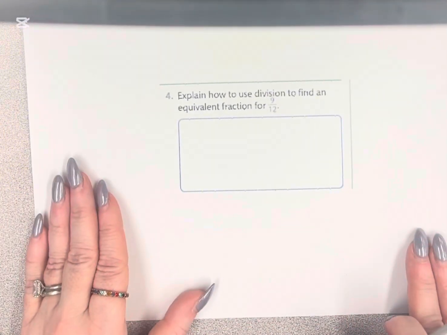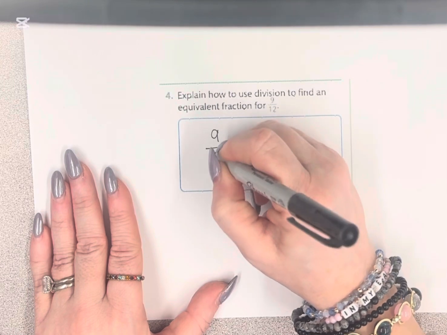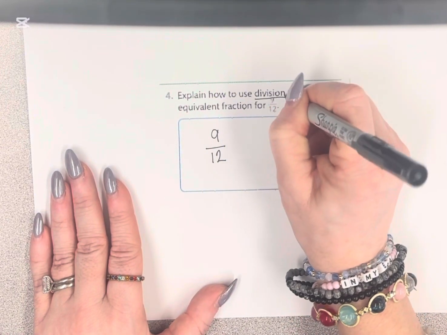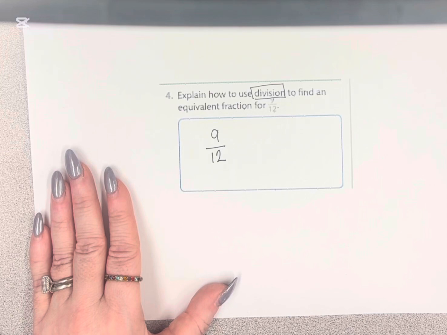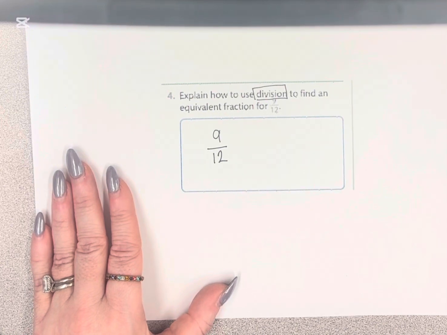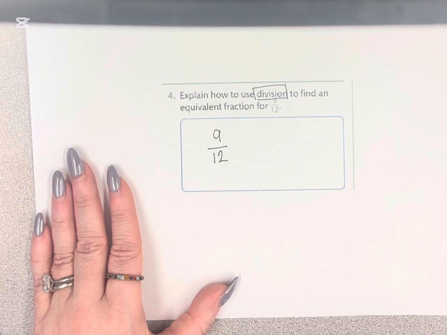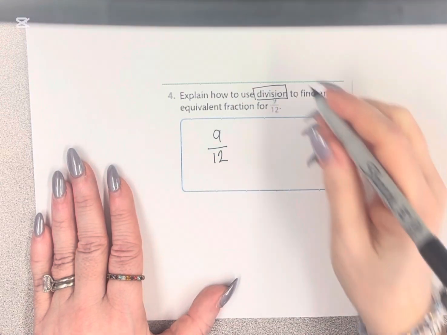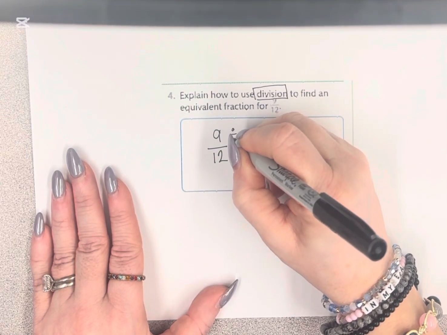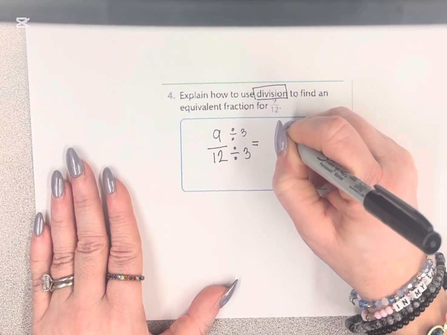We're on to number 4 already. Explain how to use division to find an equivalent fraction for 9/12. So I'm going to take that 9/12, and if I'm going to use division, I'm going to make it smaller. So let me think about, what can I divide 9 and 12 by? Let me think about skip counting. 2, 4, 6, 8, 10. No, that's not going to work. 3, 6, 9, 12. Hey, we can divide the numerator by 3. We can divide the denominator by 3.